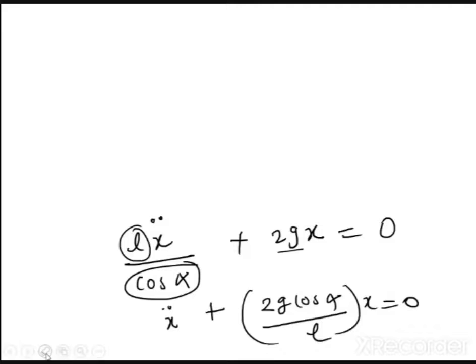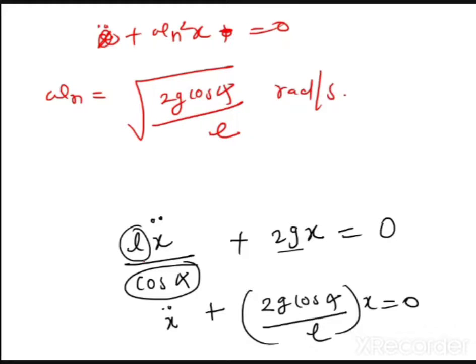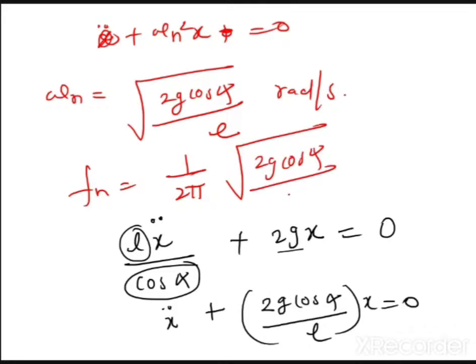What is the standard equation? x double dot plus omega n square x is equal to 0. So from this I am getting omega n is equal to square root of 2g cos alpha upon L radians per second. So Fn is equal to 1 upon 2 pi square root of 2g cos alpha upon L hertz. So the problem is over.